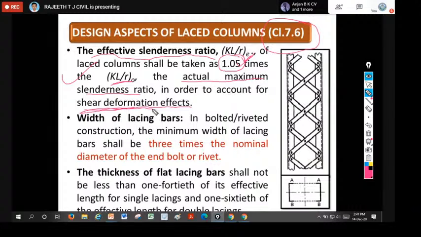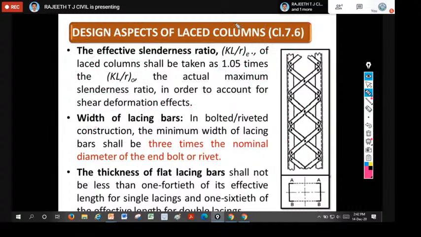Okay. Then the width of a lacing bar. How much width do we need to choose according to the code? The width of the lacing bar must be 3 times the nominal diameter of the end bolts or rivets. Whatever bolts are used here, the minimum is 3 times the nominal diameter. Assume you're using 20 mm diameter bolts, then minimum you should provide 3 times 20, that is 60 millimeters, as the width of the lacing plate. So that is what the code says about the width of the lacing bar.